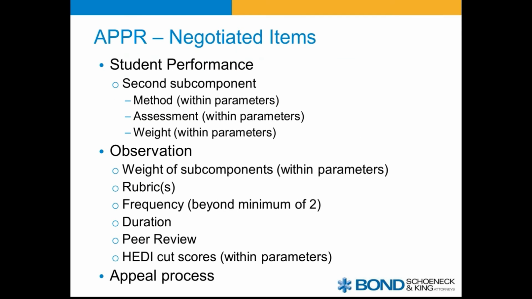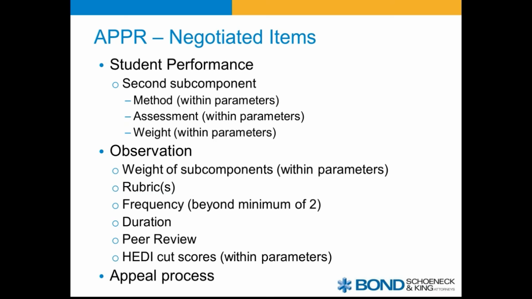Here's just a summary of the items that do need to be negotiated with the union. So first of all, whether to use the second measure of student performance. Second of all, if the second measure is used, which measure it will be and what weight will be given to it. Third, whether a peer observation will be used. What weight will be given to each observation subcomponent, again, within the parameters that have been established in the regulations.